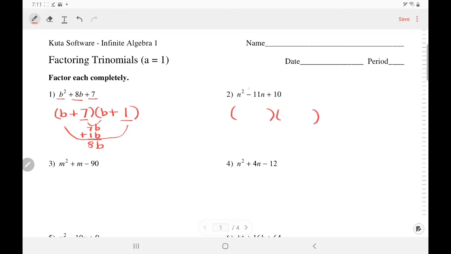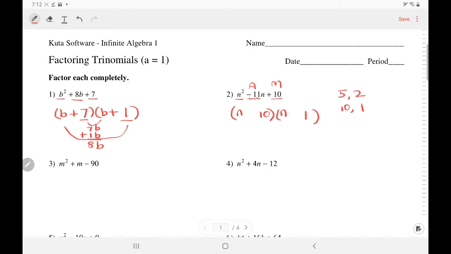So to remind you, this has to add to be negative 11 and multiply to be 10. So n times n is n squared. Now these two numbers must multiply to be 10. Two numbers that multiply to be 10 can be 5 and 2 or 10 and 1. Well, 5 and 2 won't add up to 11, but 10 and 1 will.